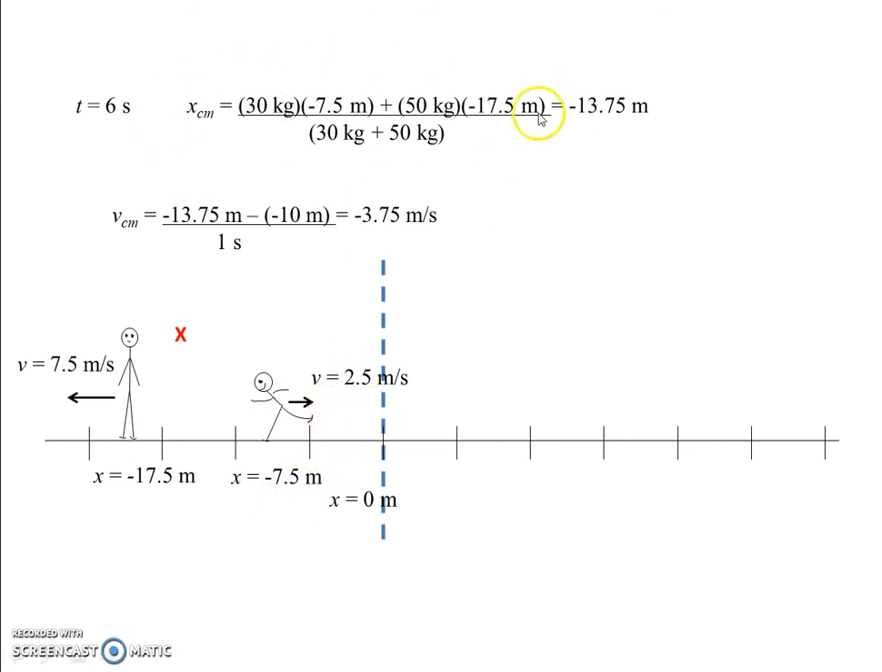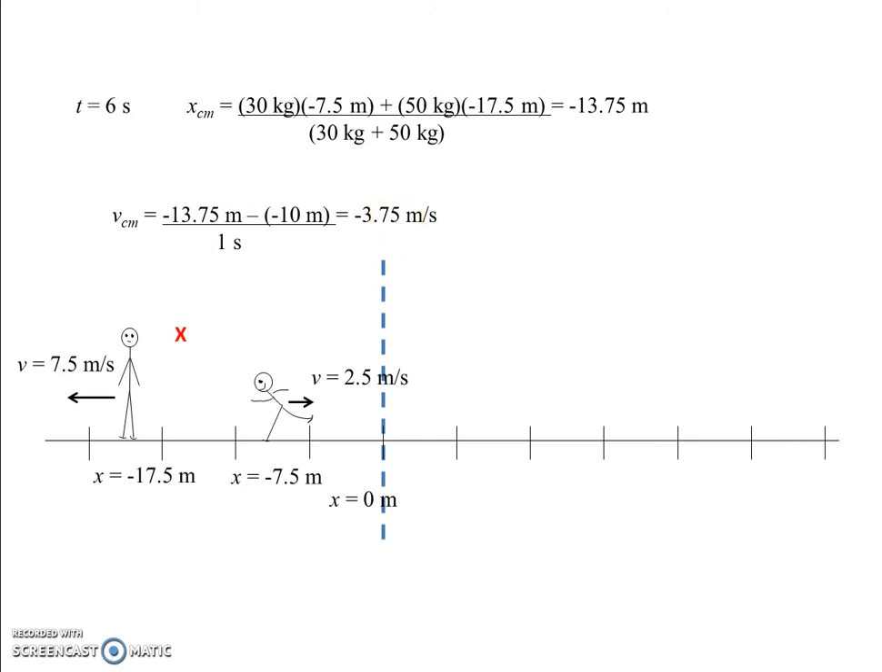Here's our equation for the center of mass position. The center of mass is at negative 13.75. It still moves to the left. And look at this. Here's the velocity equation. It moved from negative 10 to negative 13.75. It still moved negative 3.75 meters per second.